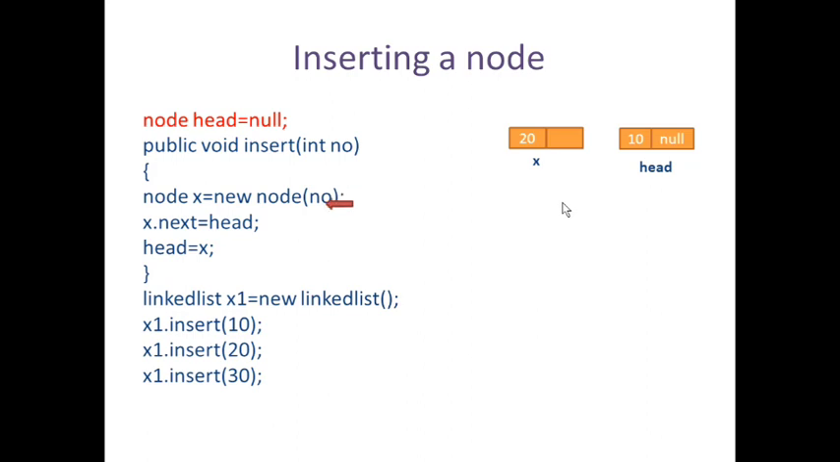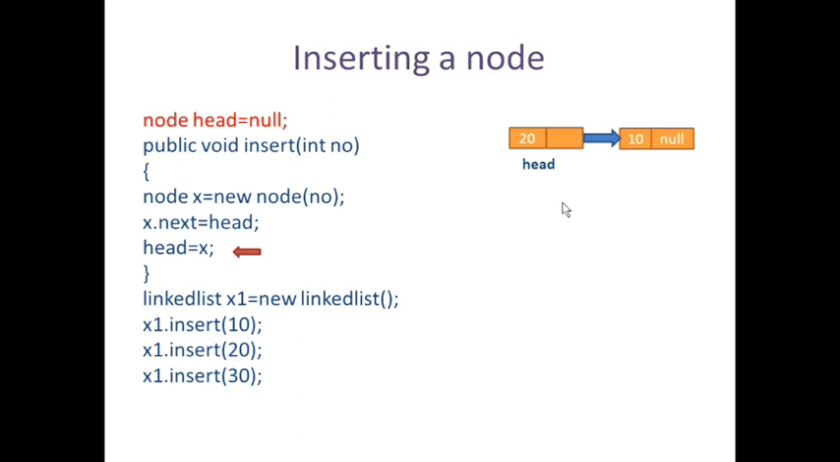So for that, when I use x.next = head, there will be a logical connection between the x node and the head node here. Now you can see that x.next = head. That means the next pointer will be pointing to the head node. Finally, I will make this node the head node. So you can see that the newly created node has been made the head node.